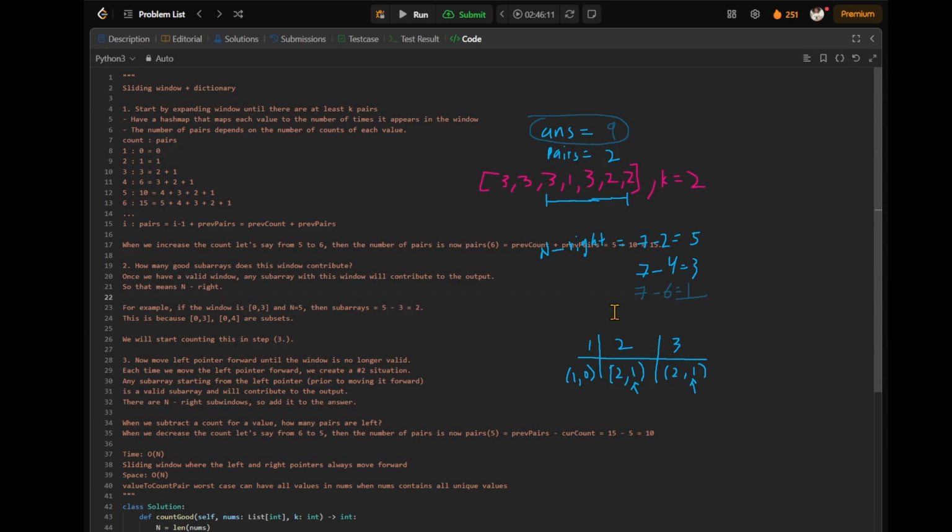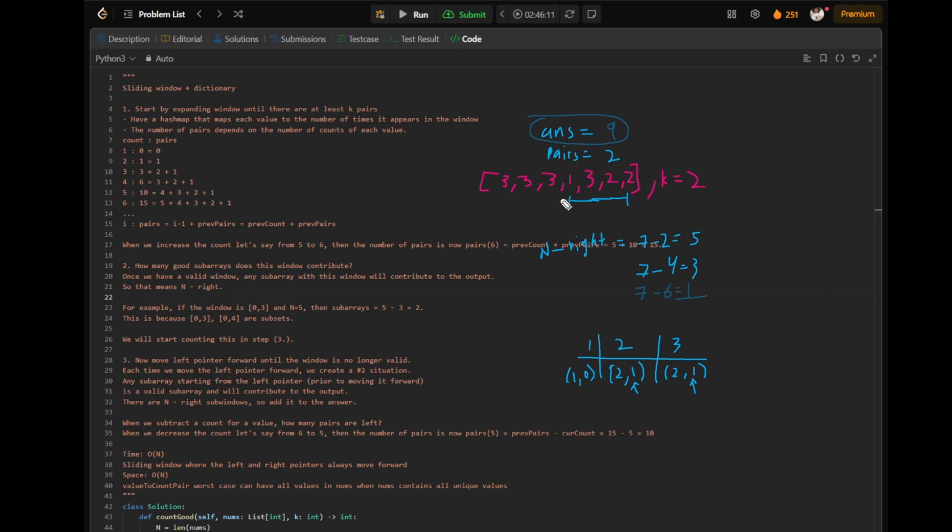So apologies, one thing that we needed to track was the number of pairs, and as we add different values in to the hash map, we are tracking the total pairs for all values, not just one value. So that's why it's important to keep track of the number of pairs. And as we remove values from the count, like we remove 3 from here to here, we need to make sure that we're subtracting the pairs.